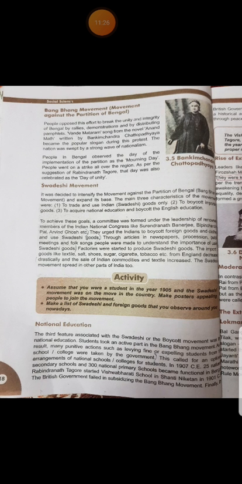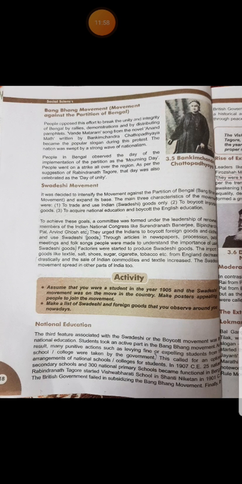So how did people start to oppose? They opposed by rallies, by demonstrations, and by distributing pamphlets. Then the song Vande Mataram, which is our national song today, written by Bankim Chandra Chattopadhyay, taken from the novel Anandamath, became an important slogan during this protest. And like this, a strong wave of nationalism spread in the country.